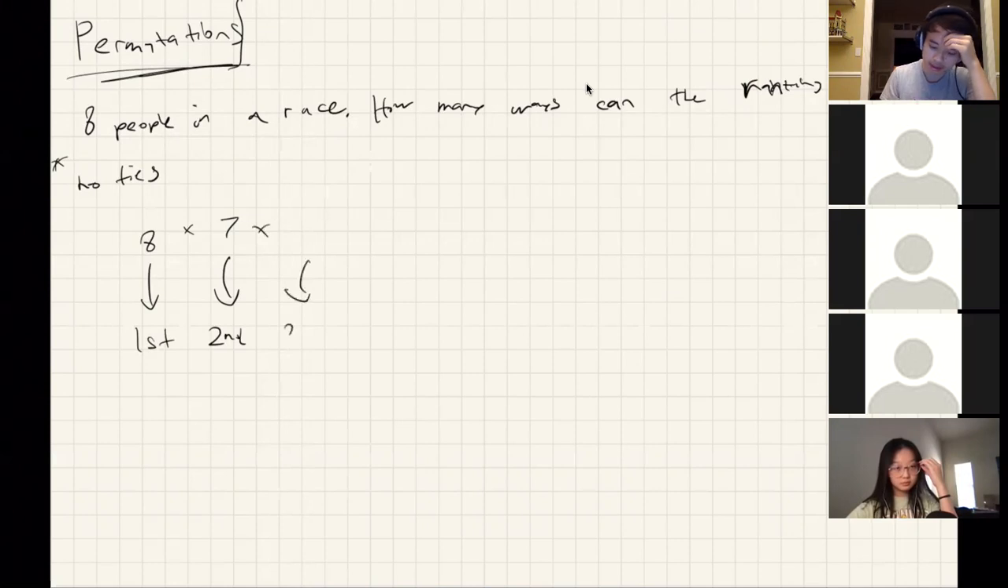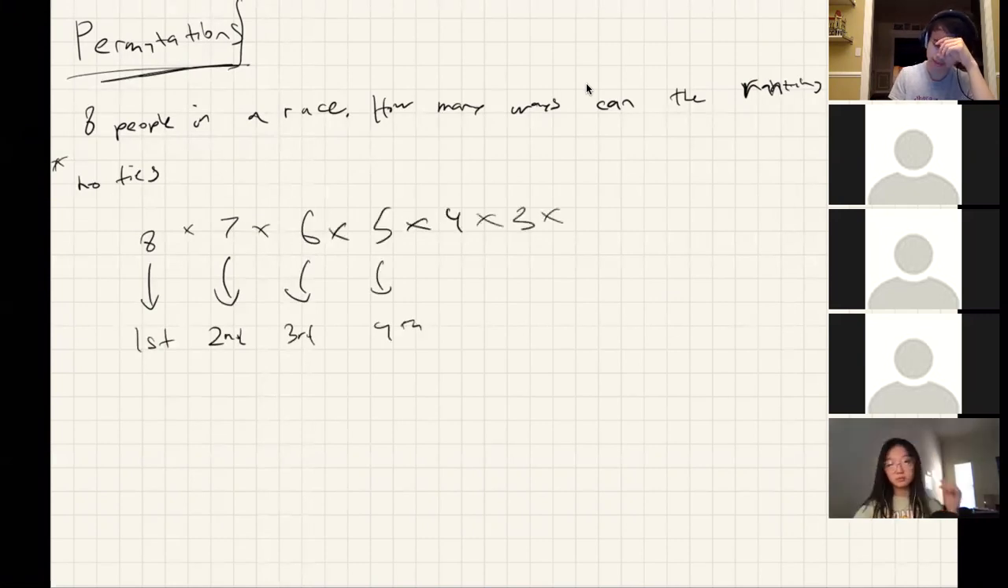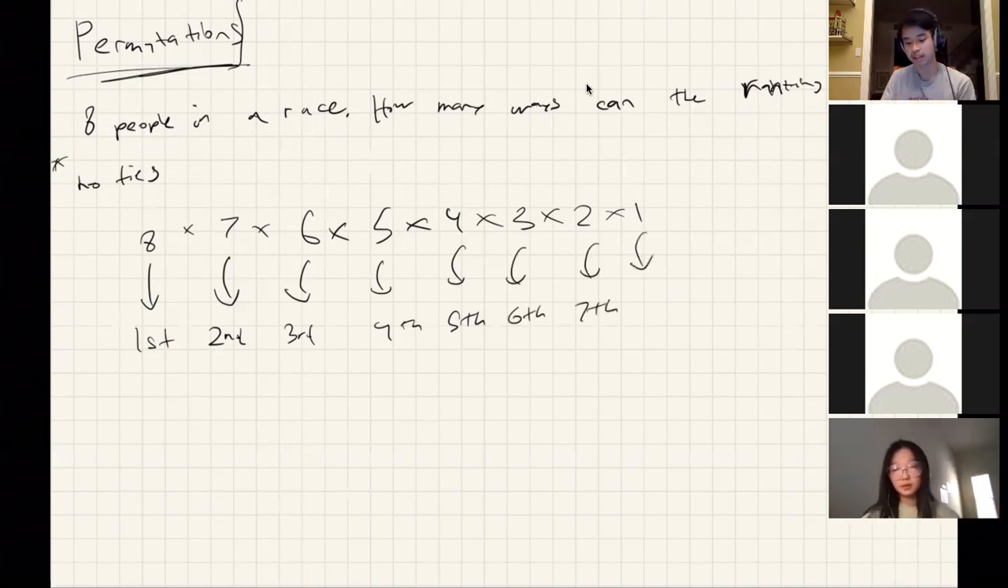How many ways to choose the third person? Well, there's 6 ways to choose the third person. And you keep going like this, and you decide each of these places, and eventually your ranking gets decided. Notice that once you choose everything else, the eighth person is already fixed, right? So this is an example of 8.